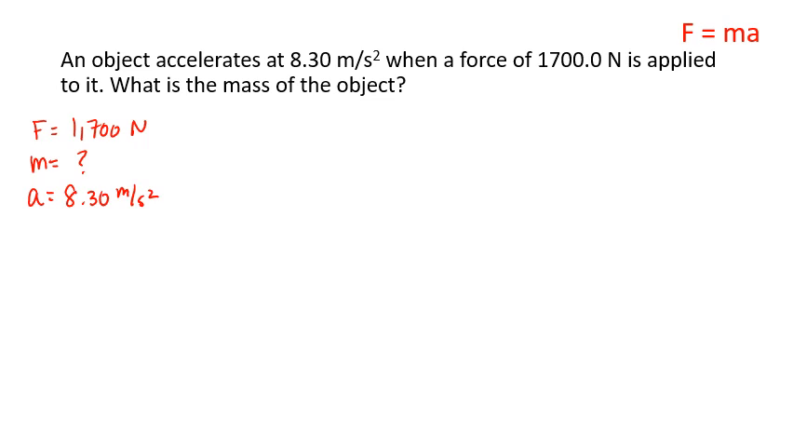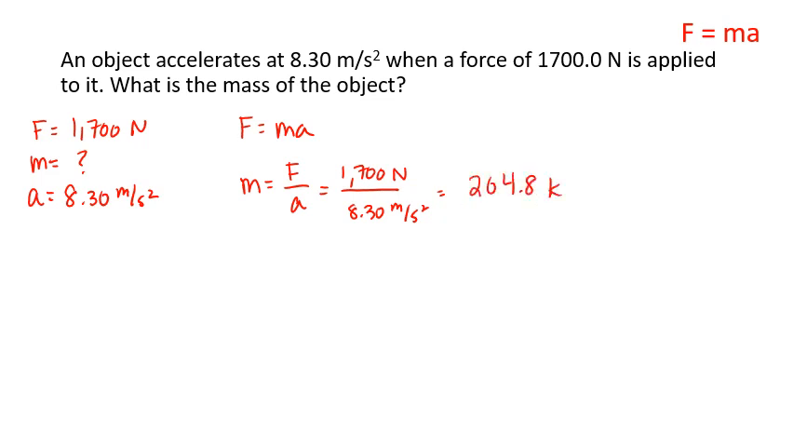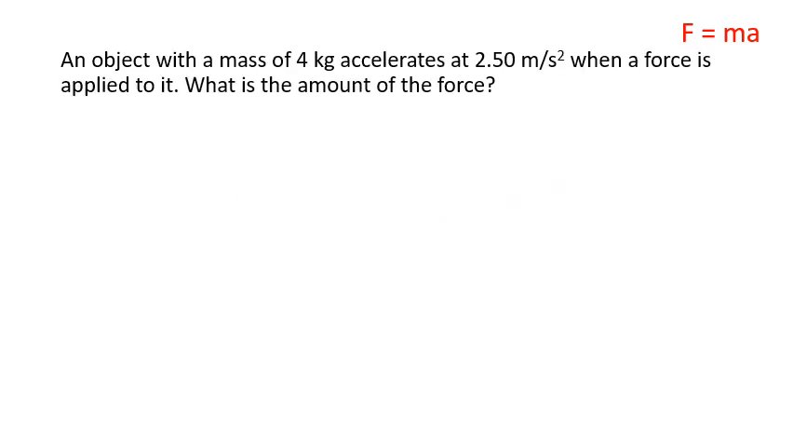Again, here's a great time to pause the video. Try to work this out on your own. We have our formula. If we rearrange our formula, and you can go back to the previous slide to watch that, we get mass equals force divided by acceleration. So it's going to be 1700 newtons divided by 8.30 meters per second squared. If we put that in our calculator, it gives us a value of 204.8 kilograms. So that is going to be the mass of this object.